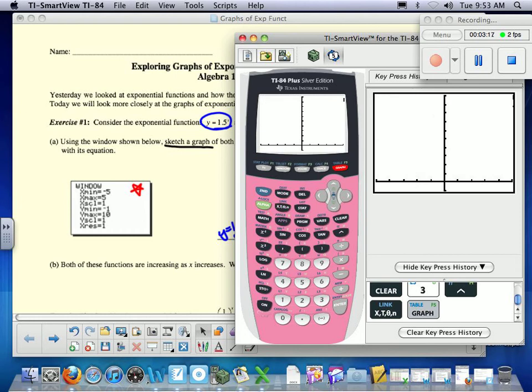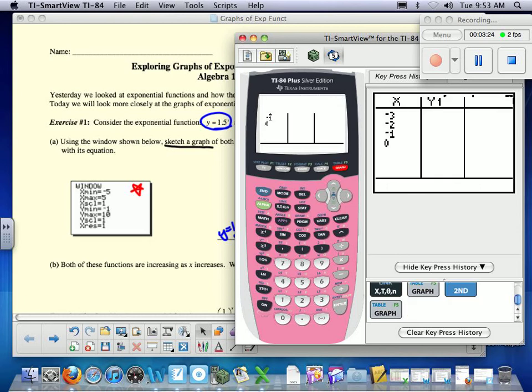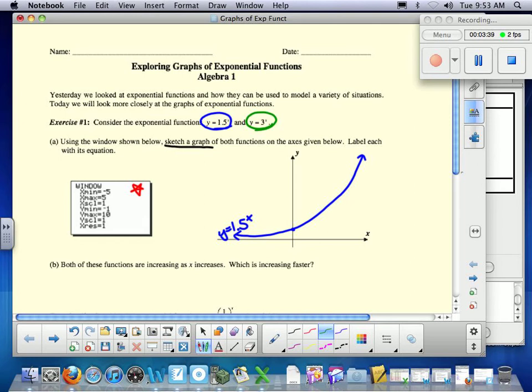So again, if we push graph, it does look like it's going steeper. If we look at our table, so we can compare some of those numbers from before, that 0, 1 piece is still there, but those y values, 3, 9, 27, are increasing pretty rapidly. So you're correct. It's still going to hit at that 0, 1, but it is getting steeper, faster.